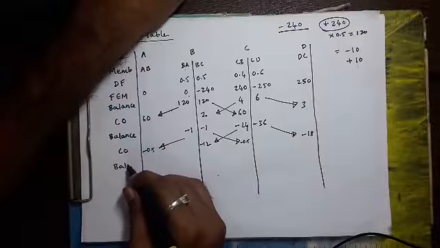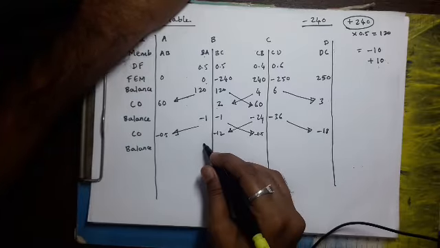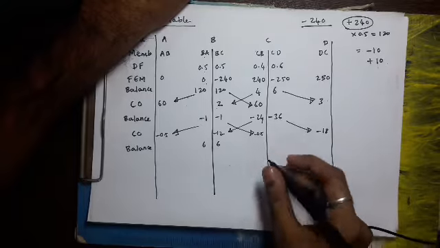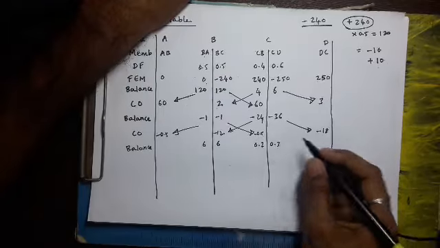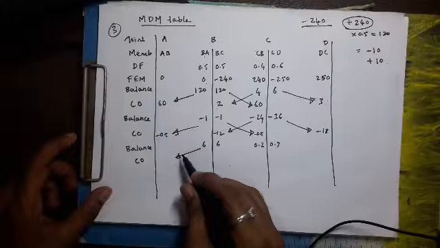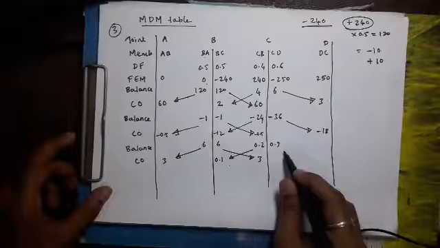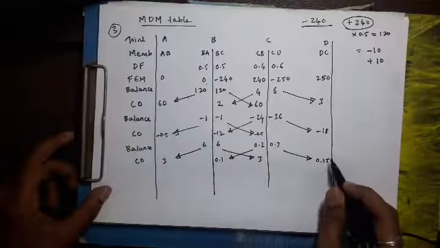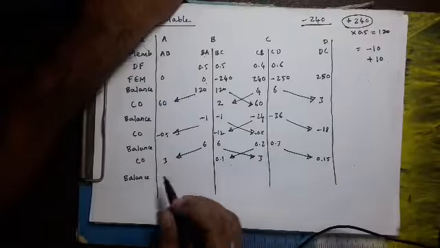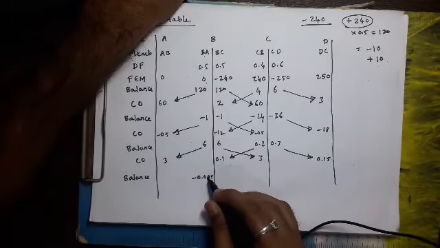Again balance. Okay, -12, apply +12, distribute it to BA and BC, 6 and 6. -0.5, apply +0.5, 0.2 and 0.3. Okay, again we have a carryover, 3, 0.1, 0.15. Again one more balance, 0.1, 0.05.